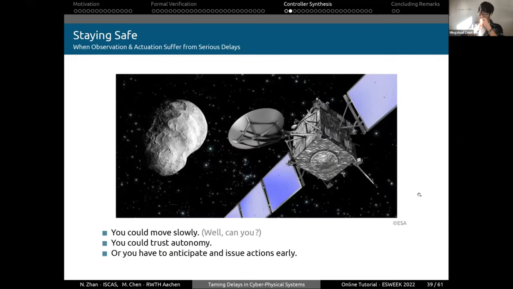Let me again motivate the idea of synthesis of delayed controllers using such an example. So suppose there's a satellite flying somewhere around the Earth. This is obviously not the Earth, but let's assume so. Suppose that the satellite receives a command telling it to accelerate now. If you were the satellite, would you dare to take such an action?